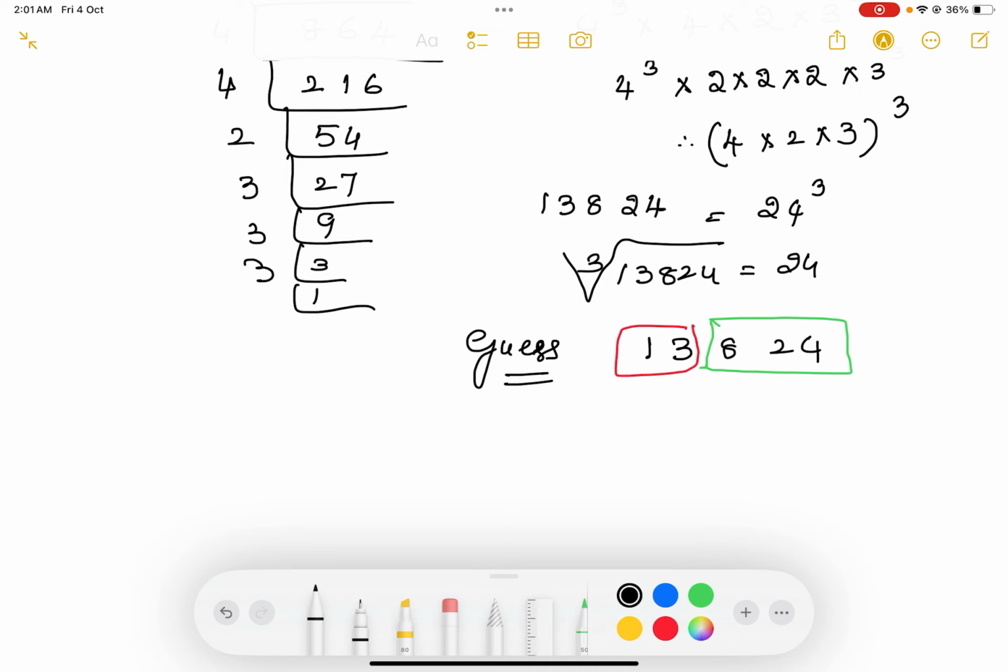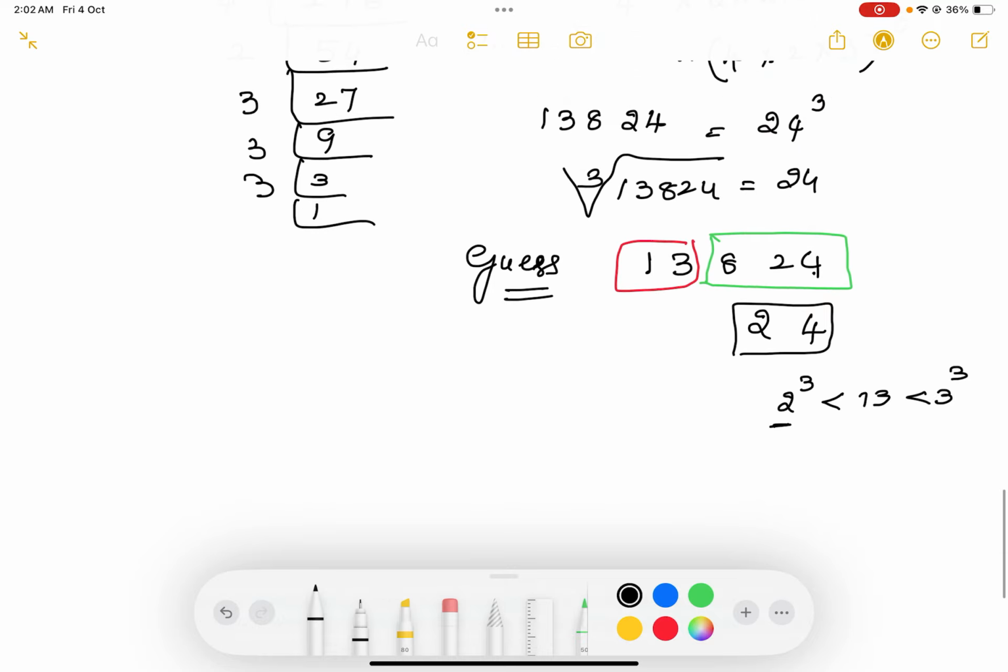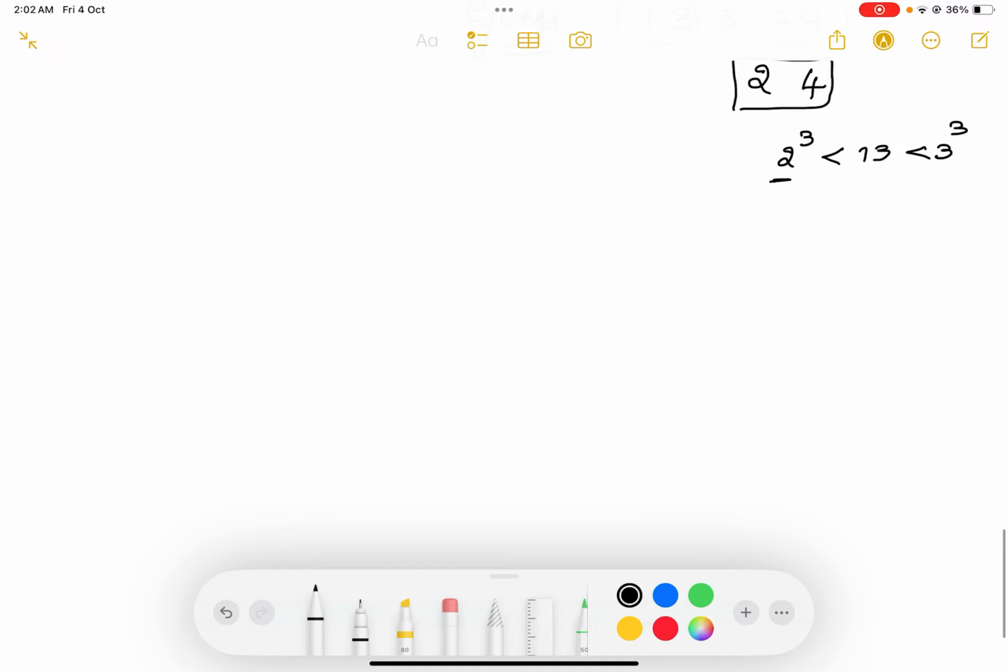Now let us see 824. What is the units place in 824? It is 4. So in the cube root, what is the units place? That is again 4. Again 13 lies in between 2 cube and 3 cube. 2 cube is 8, 3 cube is 27, 13 lies in this range. So therefore I told you that the smallest number you have to take, so the value is 24. So this is the guessing way of doing the problem for the perfect cube. That means you must know that it is a perfect cube, otherwise you cannot say directly.